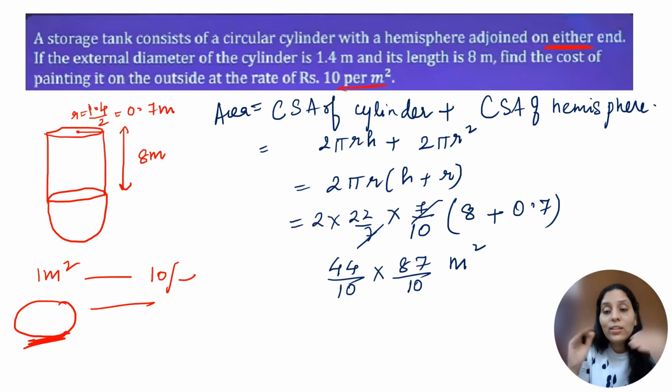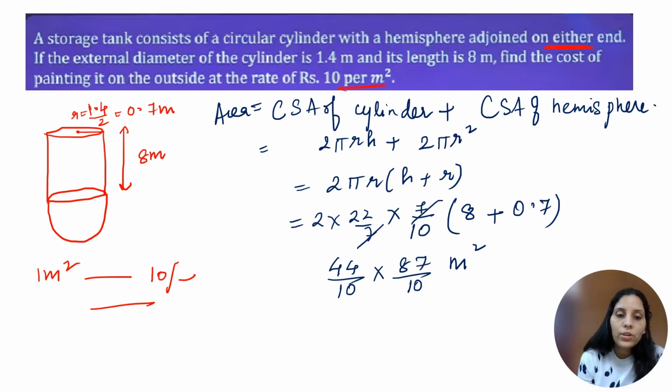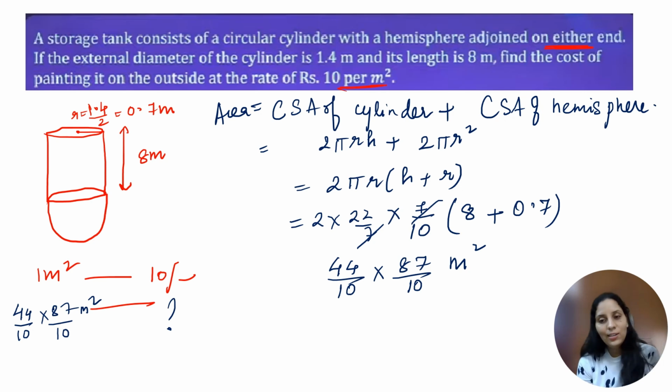I need to find the cost as well. So I will not waste my further time to find the value and then again find the cost. So what I'll do is this area I'm just going to write it over here. So basically for 44 by 10 into 87 by 10 meters square, what is the cost?